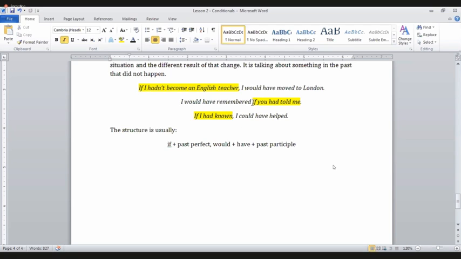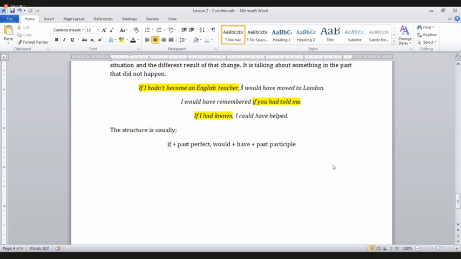Look at the second one. We have if, then the subject. Had told is the past perfect verb there. Then the third one. We have if, then I, then had known. That is the past perfect verb.